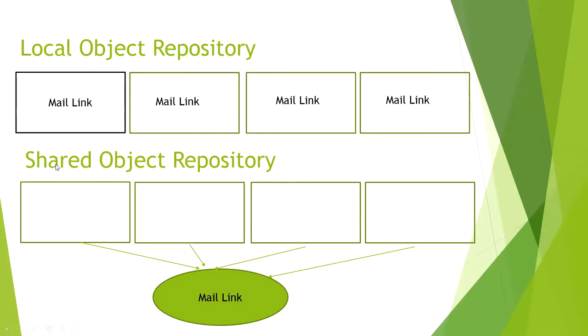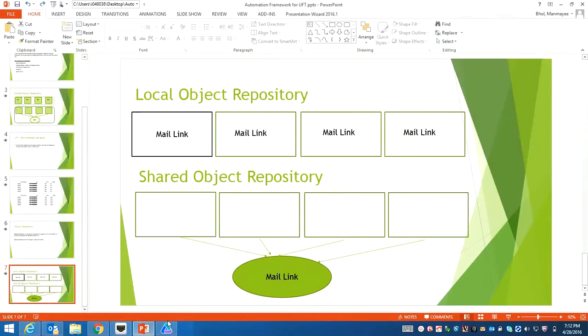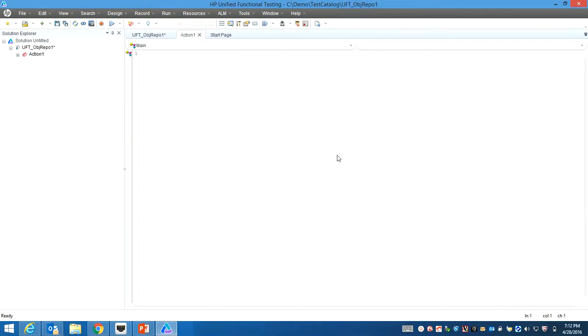Now consider a case of shared object repository. What happens? You have all these test cases here, and your object lies somewhere else, that is in your shared repository, and all your test cases are referring to it. When the property of this object changes, the user has to make changes in only one location, and all the test scripts will start working with it. Clear?